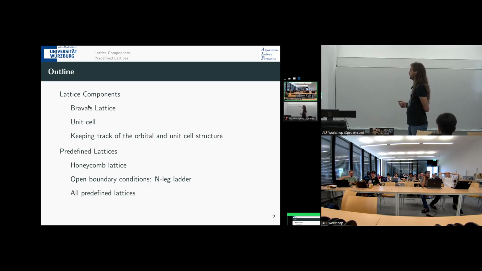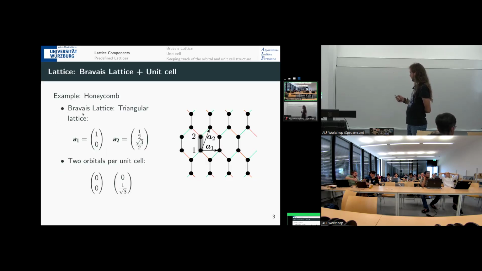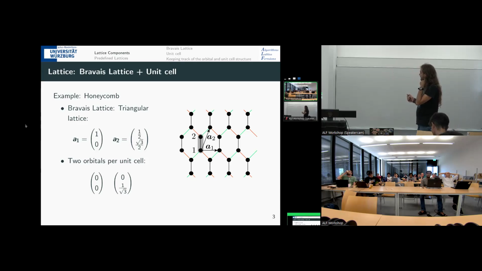the two components, the Bravais lattice and the unit cell. As we will see here, I think you're all familiar with this. So we have, for example, the honeycomb lattice, which is a triangular lattice and has two orbitals per unit cell. So it looks like this.